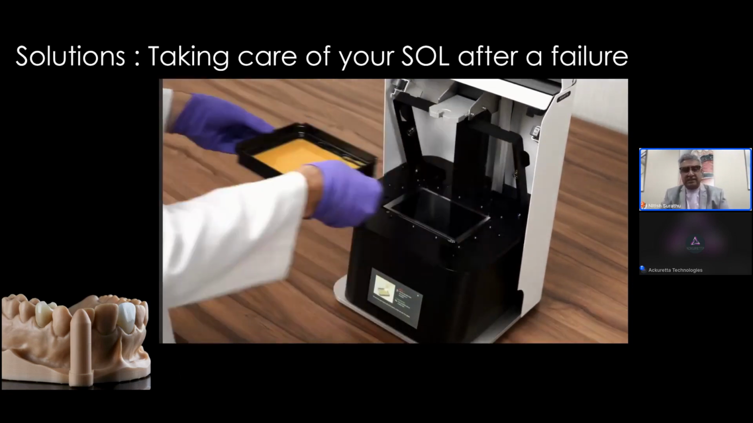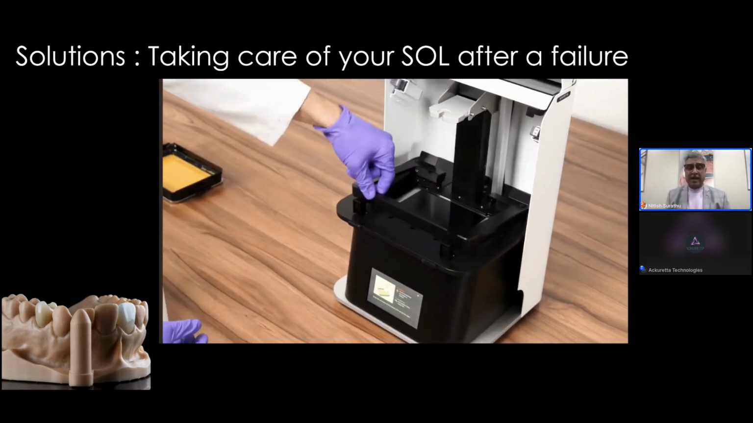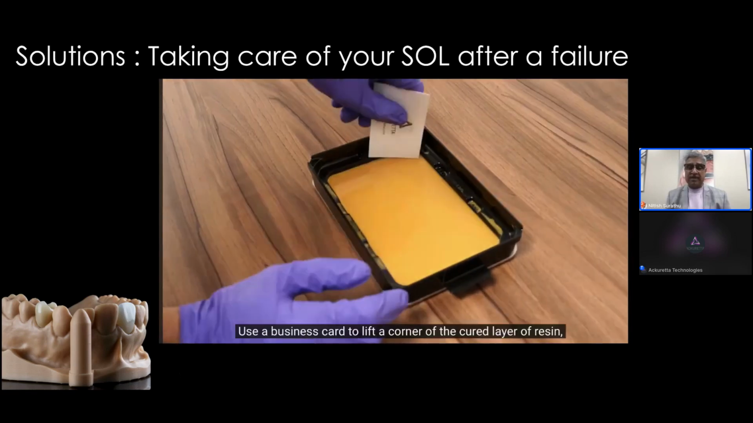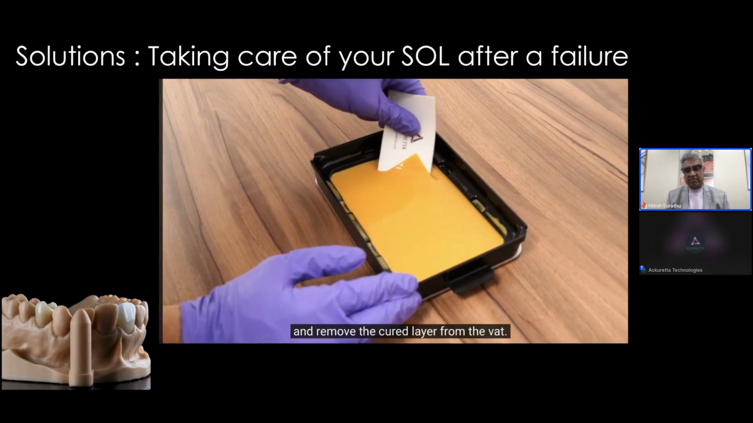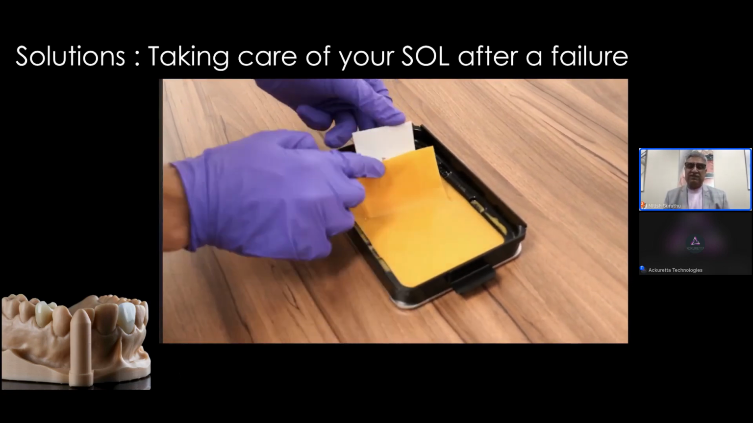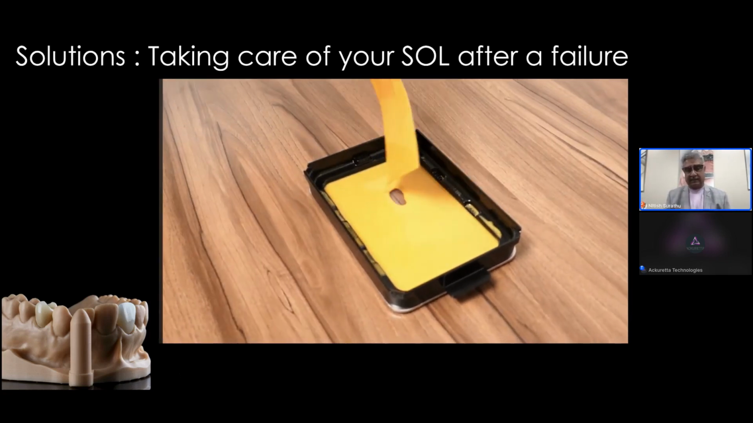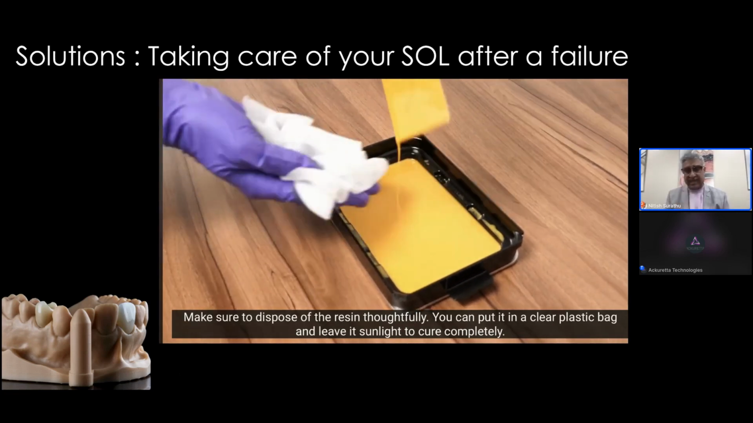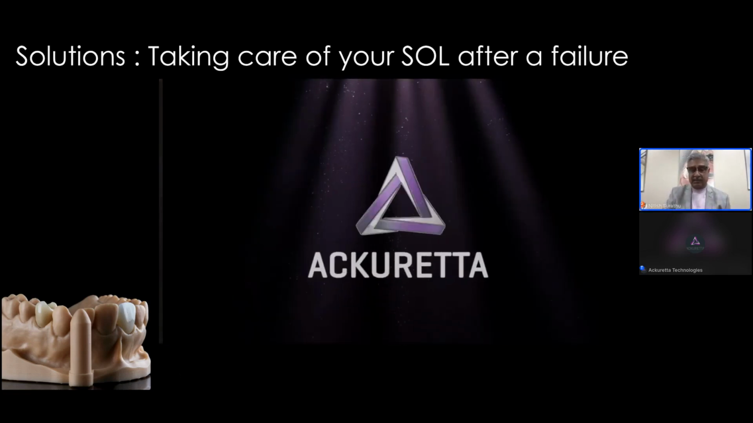Once you've done a vat clean function, take your build platform out and then take your vat out. Right at the bottom of the vat, there will be a cured layer of resin. If you take something like a business card, not metal, something stiff like cardboard paper, you can lift up a corner of this and take out a whole rectangle of cured material. The hope is, of course, that if there's any debris there, it will be trapped in this cured layer of resin and you can then get rid of it.